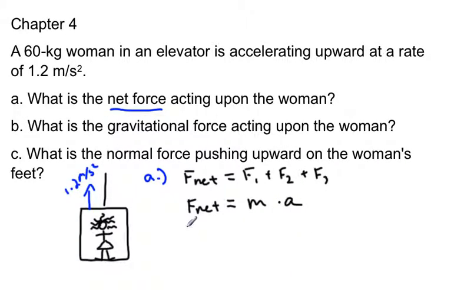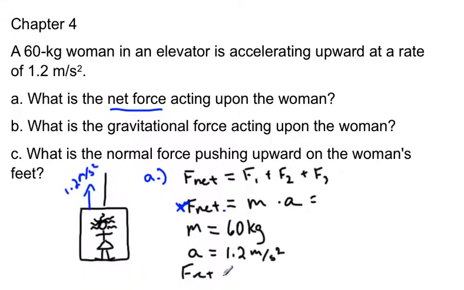Okay, well let's write down the things we know. We know the mass of the woman is 60 kilograms. We know her acceleration is 1.2 meters per second squared. Oh, well, let's use this equation right there, because that has the Fnet, which is what we're looking for. We don't know what the Fnet is. Let me write that down. And we know it's equal to the mass times the acceleration.